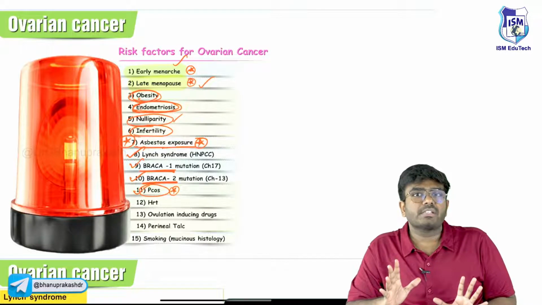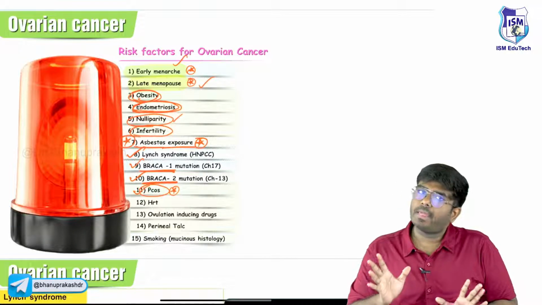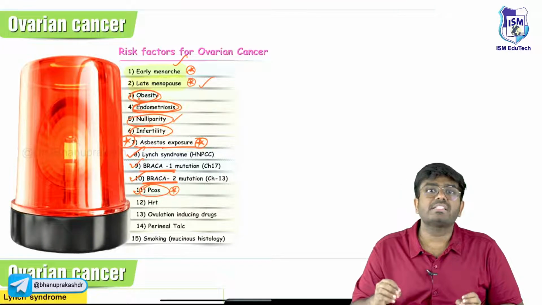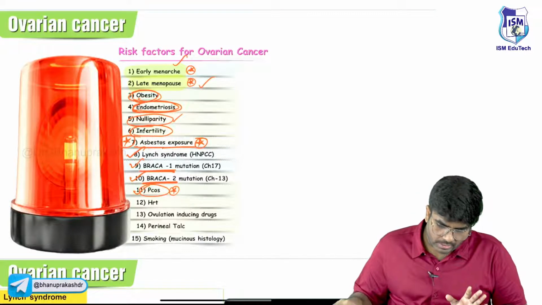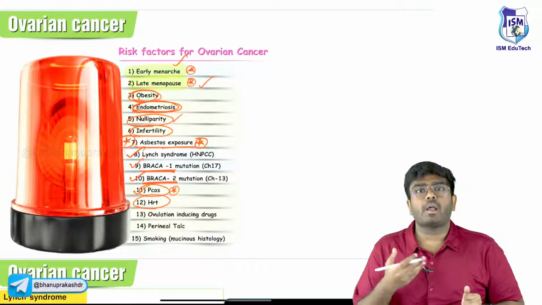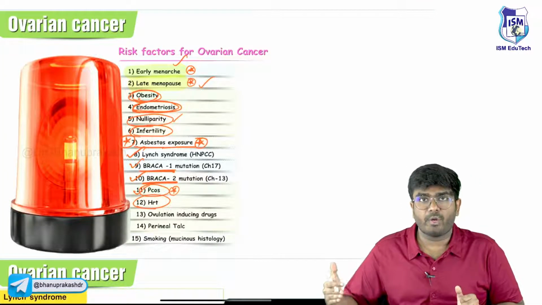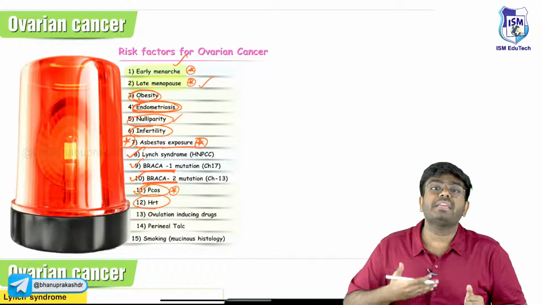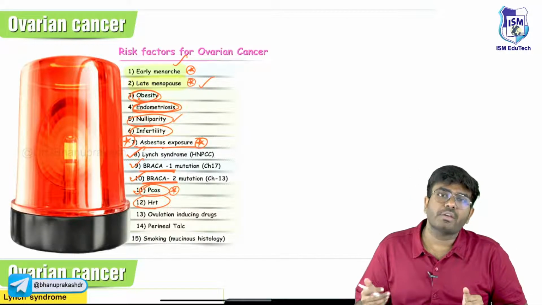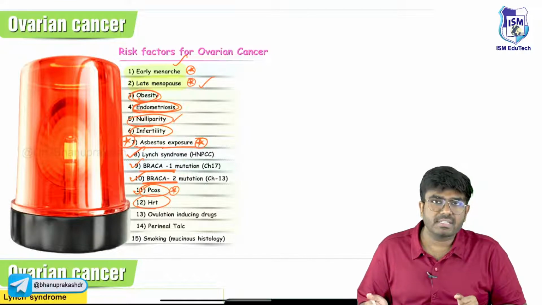So in all these conditions, the female is at a risk of getting ovarian cancer, and certain mutations like BRCA1, BRCA2 gene mutations, as well as Lynch syndrome. And HRT also, hormone replacement therapy. If she is taking hormones after the menopause, if she is artificially taking estrogens, then there is a risk of breast cancer, ovarian cancer, and uterine cancer. Ovarian cancer risk is there.